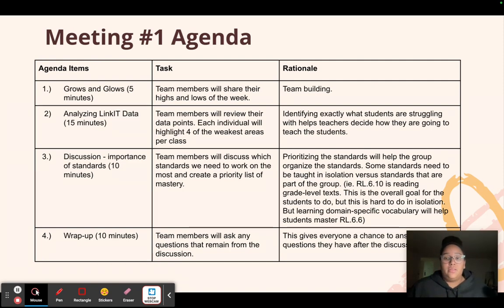But there are certain standards that are very heavy with domain specific vocabulary, like RL 6.6, which is point of view and author's purpose. We know that if we don't actually explicitly teach that, our students aren't going to get it. And the last thing in all of our meetings is we're going to have some wrap up time.